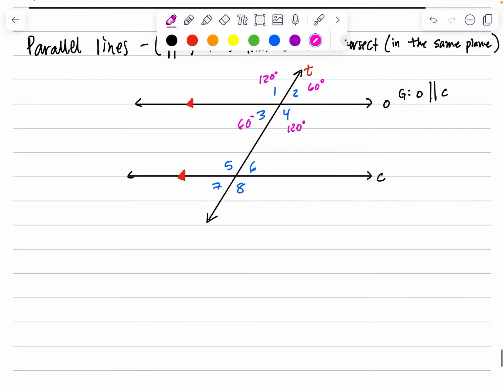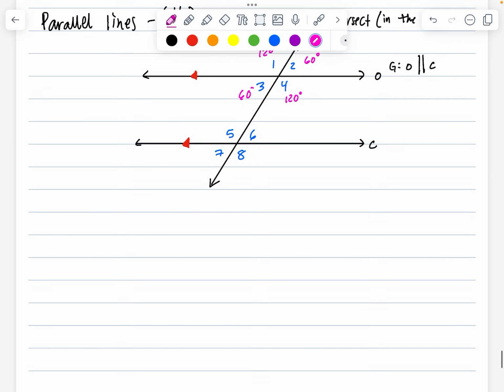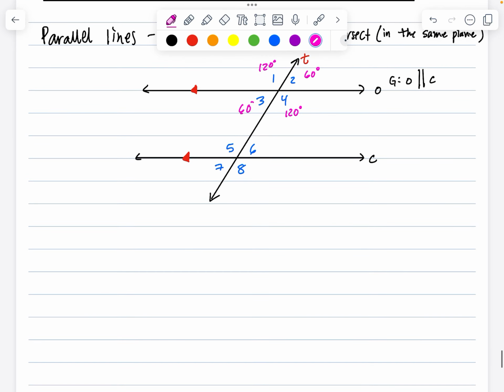But what happens if I actually say that corresponding angles are congruent? Well, that means angle 1 and 5 are corresponding, and they would be congruent, so this is actually 120 degrees as well. This creates a domino effect on the problem because now 6 is 60 degrees, 8 is 120 degrees, and 7 is also 60 degrees, okay?